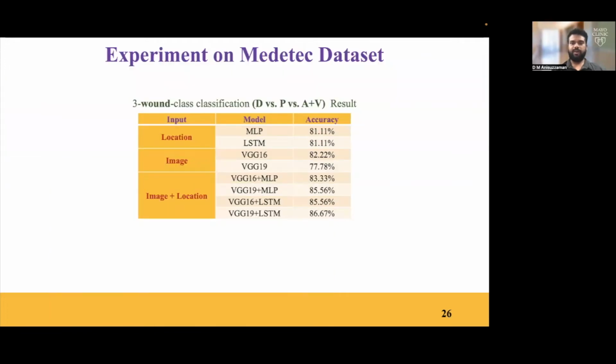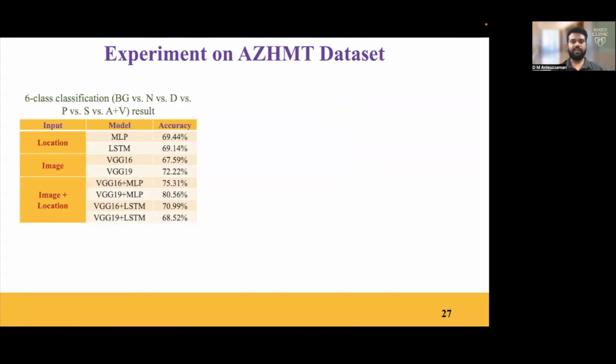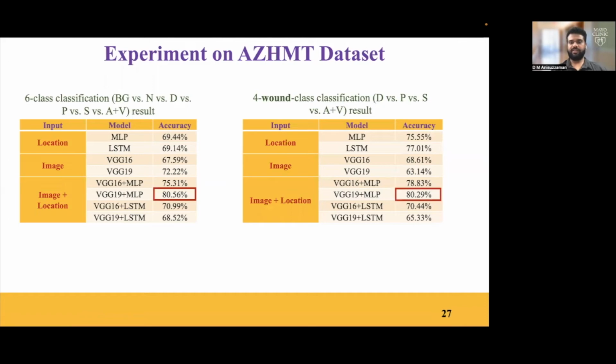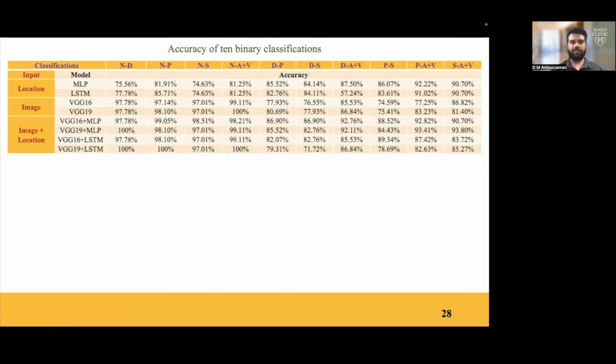And we performed only one experiment on the Medetec dataset. Here also you see the combination of image and location, the multimodality, gives us the highest result. Also, we performed a 6-class classification on the bigger dataset and saw the same output, and a 4 wound class classification on the bigger dataset and saw the same output here. And we also performed the 10 binary classifications, and we observed the same type of output.